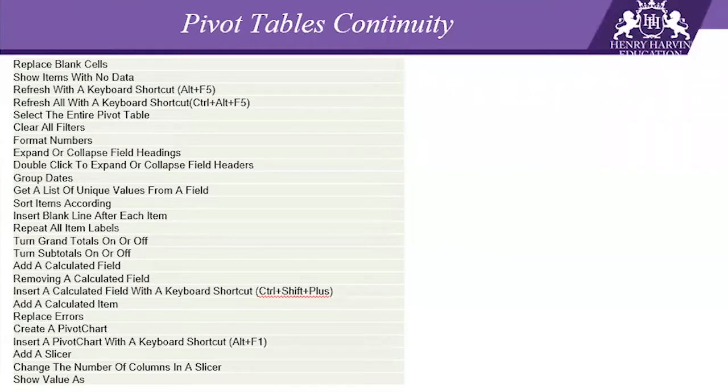And there are two amazing shortcuts over there. Alt F5 refreshes with the keyboard shortcut, and to refresh everything in the workbook, if you have multiple pivot tables, all pivot tables you can refresh by pressing Ctrl Alt F5. So that will be covered today in the session. So they are all highlights.